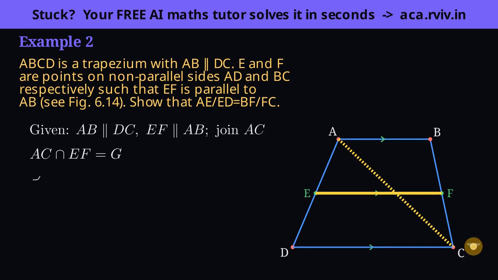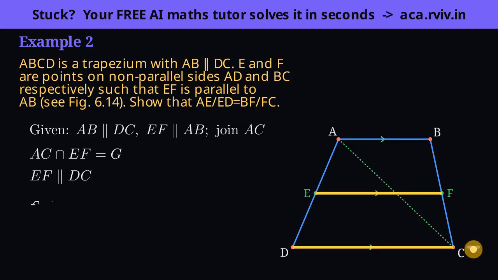One quick fact we'll need. We are told AB is parallel to DC, and also EF is parallel to AB. If two lines are each parallel to the same line, they must be parallel to each other, so EF is also parallel to DC. That's important, because now EG, which lies along EF, is parallel to the base DC of the lower triangle.